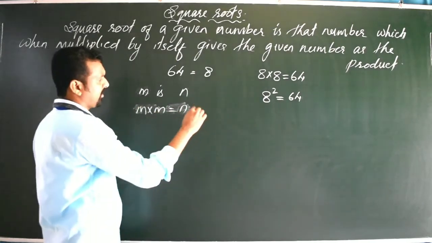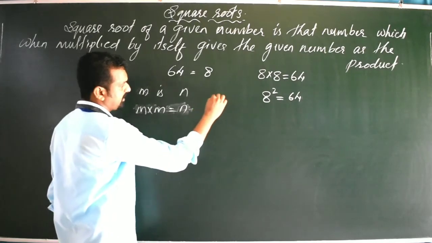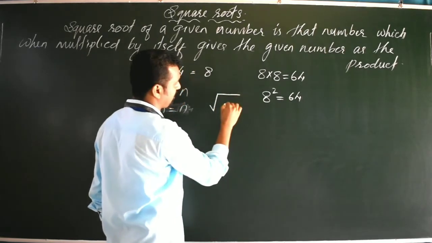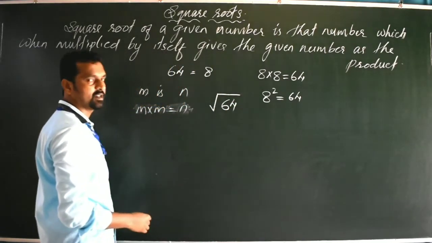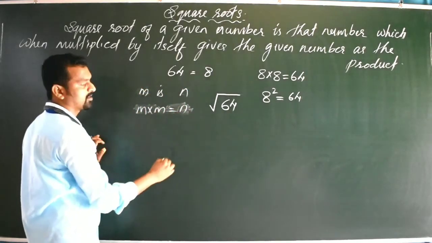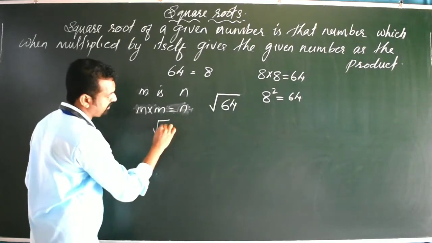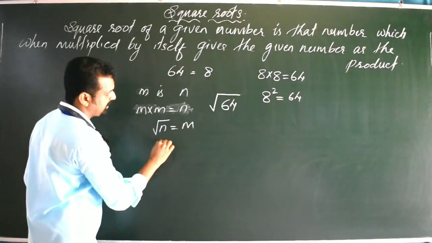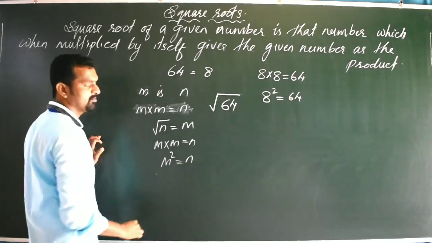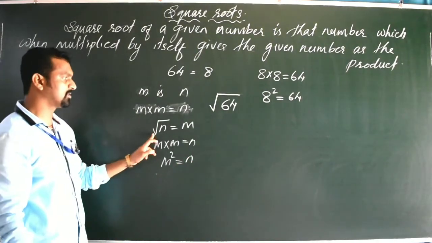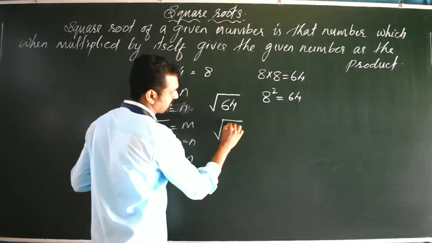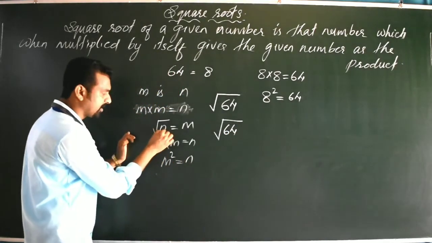Now, there is a symbol for square root. This one is the symbol for square root. We read it as square root of 64. Here I told that m is the square root of n, therefore m into m is equal to n. Or we can write square root of n is equal to m, that means m into m is equal to n, or m square is equal to n. So this symbol you have to remember. This is how we draw the symbol: the square root of 64 or square root of n.